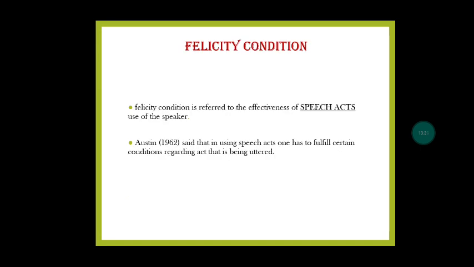Felicity conditions. This refers to the effectiveness of speech acts used by the speaker. Austin, in 1962, said that in using speech acts, one has to fulfill certain conditions regarding the act that is being used.